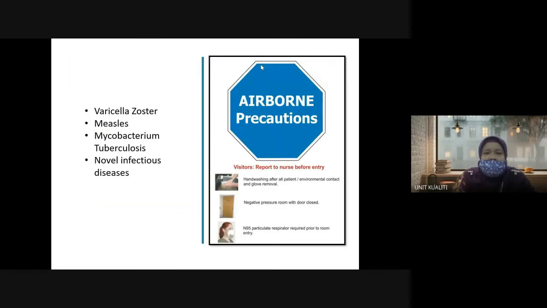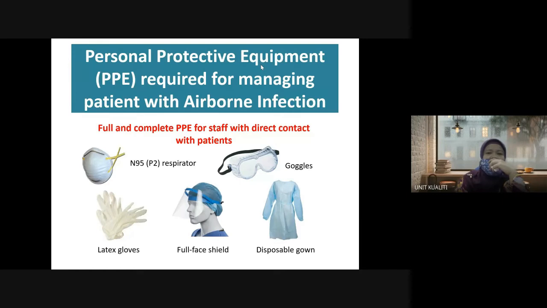Okay, examples of organisms or diseases transmitted by airborne are varicella zoster, measles, Mycobacterium tuberculosis, and novel infectious diseases. Personal protective equipment, PPE, required for managing patients with airborne infection: we must wear full and complete PPE for staff with direct contact with patients, which are N95, goggles, disposable gown, full face shield, and latex glove. This one is the PPE that we have to wear when we deal with a patient with SARI or COVID, for activity C. It means that when we get exposed to the patient and we have to examine the patient for SARI or COVID, we wear this PPE.